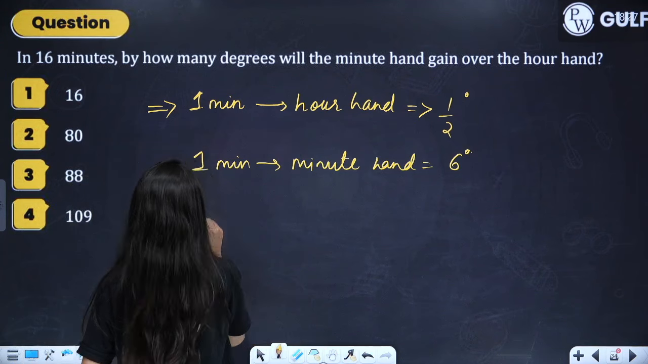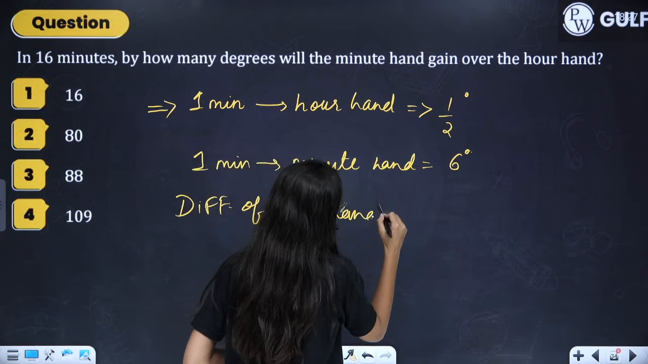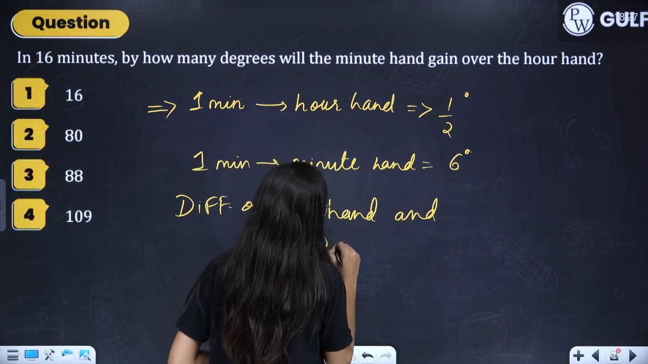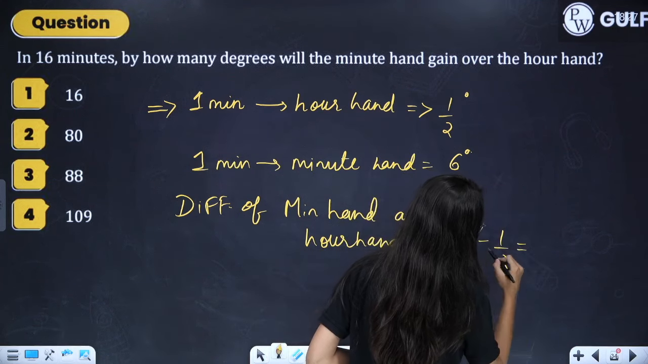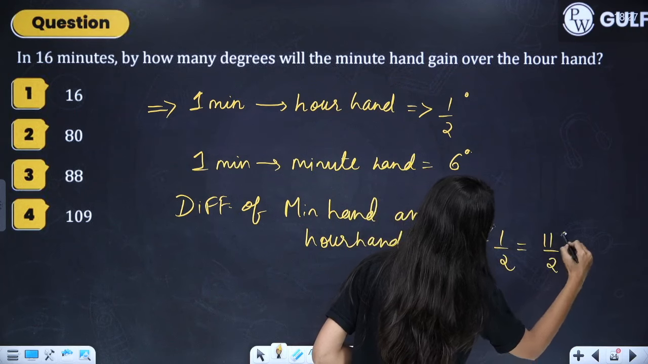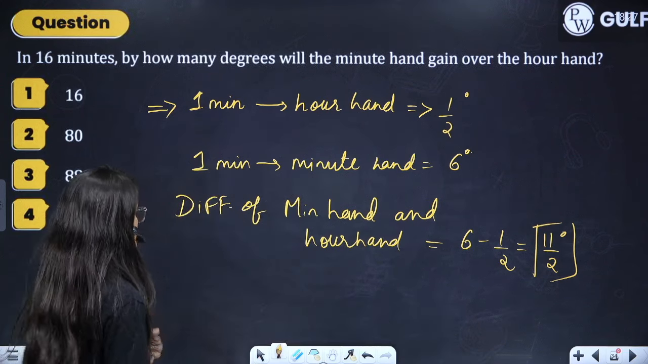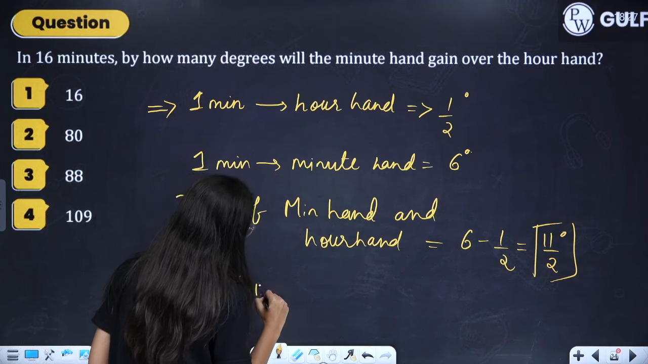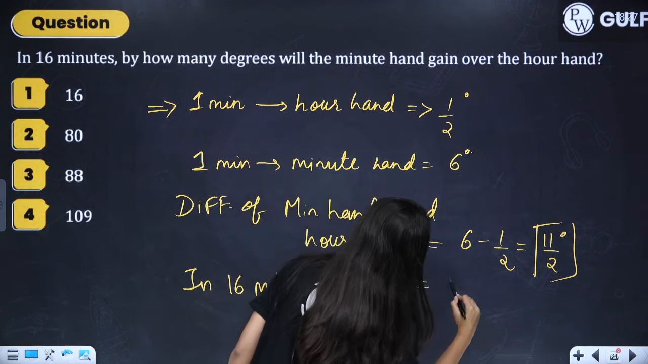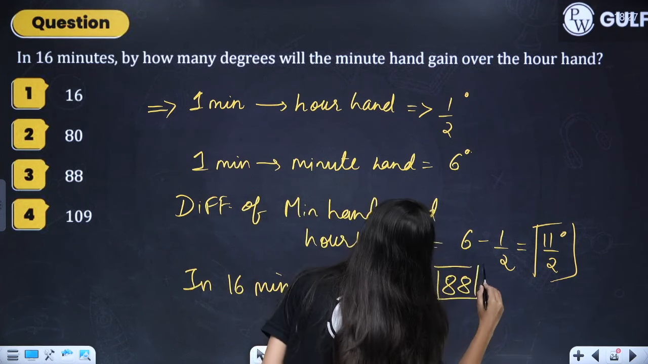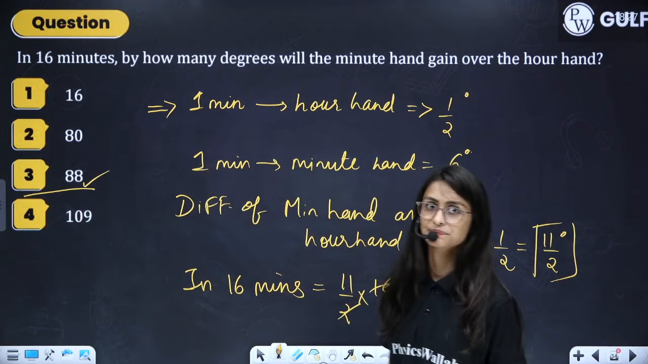So the difference of the minute hand and hour hand: we are taking minus, so it would be 6 minus 1 by 2, which is 11 by 2 degrees. So in 1 minute, it's gaining 11 by 2 degrees. So in 16 minutes, it would gain 11 by 2 multiplied by 16, which is 88 degrees. So our option C, right?